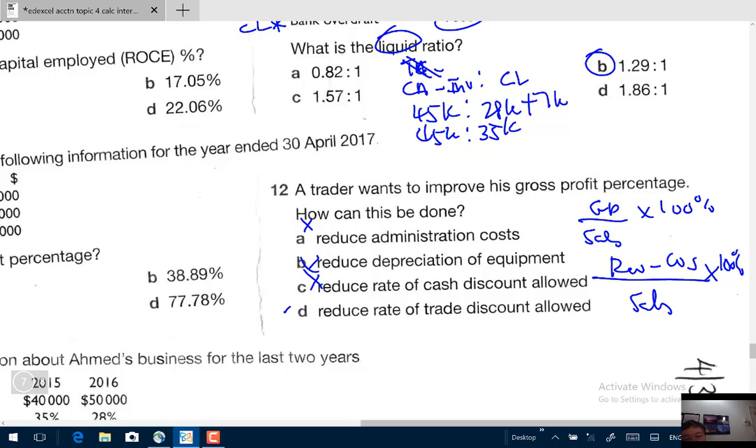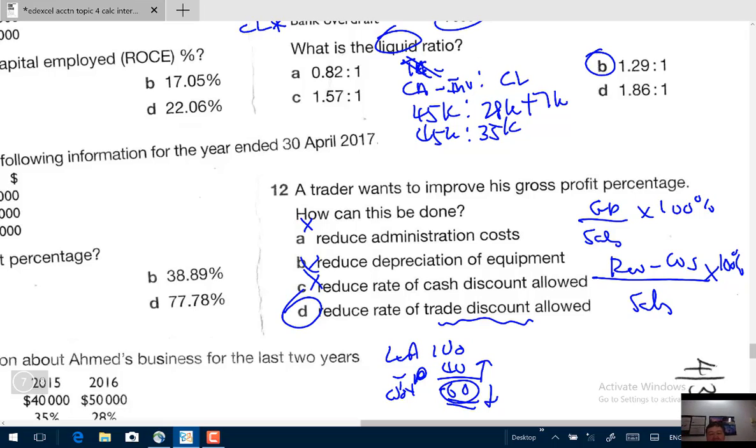You have to look at this. Reduce trade discount. Trade discount is the amount of discount that is given by the supplier to the buyer, in order for him to make a profit. For example, if you have a listed price for a pair of shoes, $100, and given a trade discount of $40, you only have to pay $60. You as the buyer of this pair of shoes will only pay $60. So the larger the trade discount, the cost to us will come down. So my best answer is reduce rate of trade discount allowed.